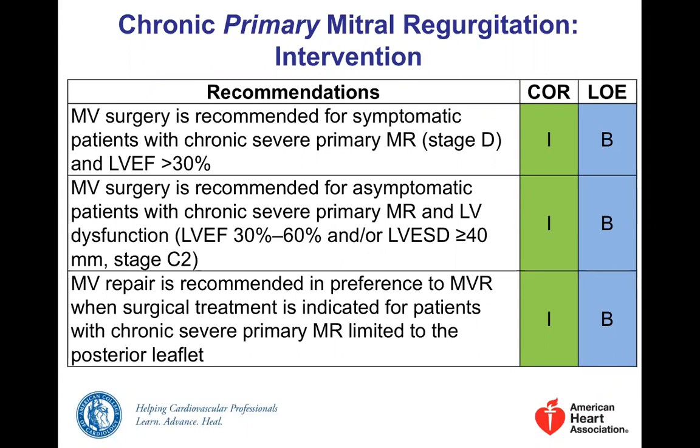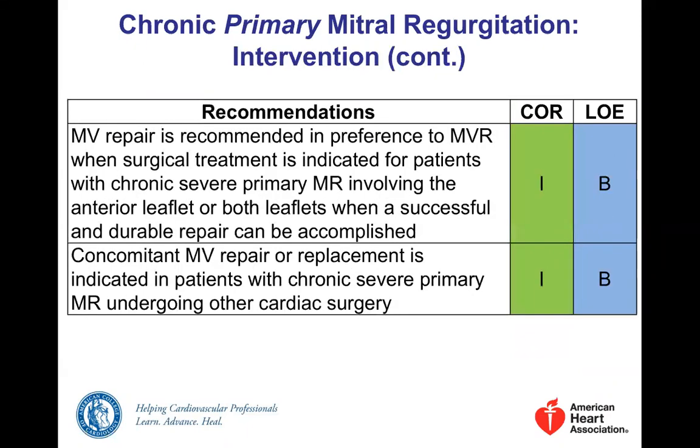Mitral valve repair is recommended. It's a class 1. Mitral valve repair is recommended in preference to mitral valve replacement when surgical treatment is indicated for patients with chronic severe primary mitral regurgitation limited to the posterior leaflet. This is a class 1. Mitral valve repair is recommended in preference to mitral valve replacement when surgical treatment is indicated for patients with chronic severe primary mitral regurgitation involving the anterior leaflet or both leaflets, when a successful and durable repair can be accomplished. This is a class 1.